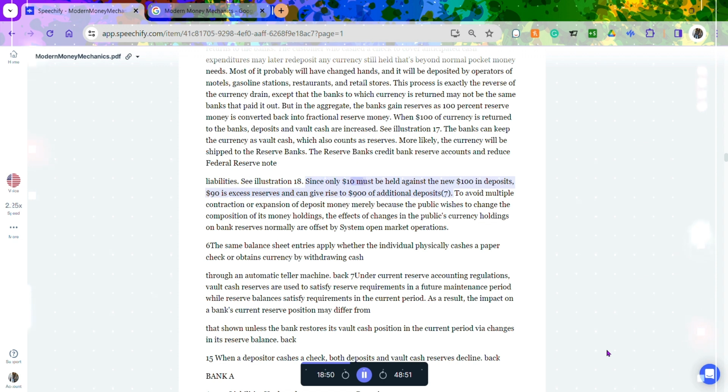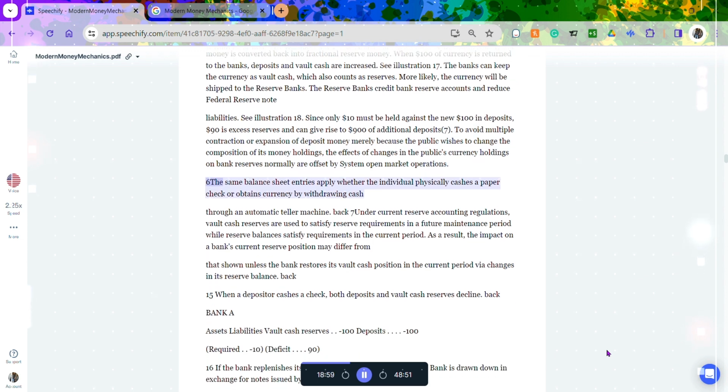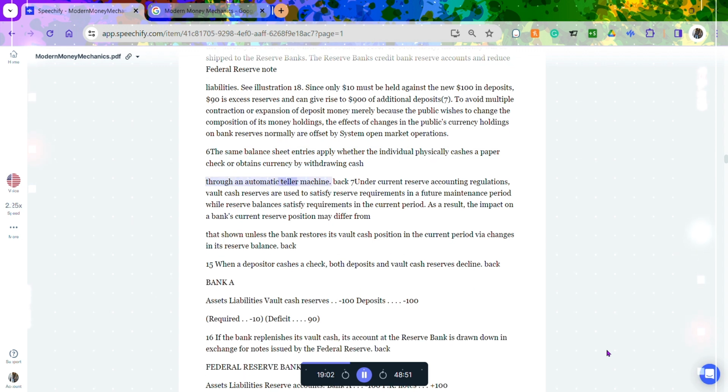Since only $10 must be held against the new $100 in deposits, $90 is excess reserves and can give rise to $900 of additional deposits. 7. To avoid multiple contraction or expansion of deposit money merely because the public wishes to change the composition of its money holdings, the effects of changes in the public's currency holdings on bank reserves normally are offset by system open market operations. 6. The same balance sheet entries apply whether the individual physically cashes a paper check or obtains currency by withdrawing cash through an automatic teller machine.